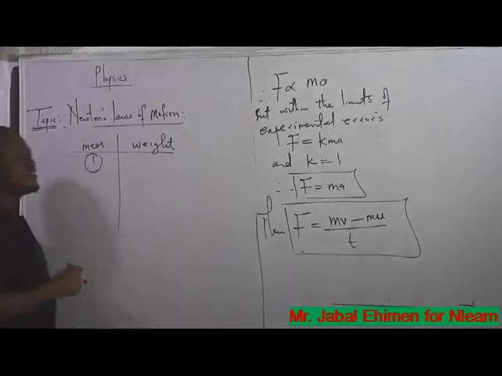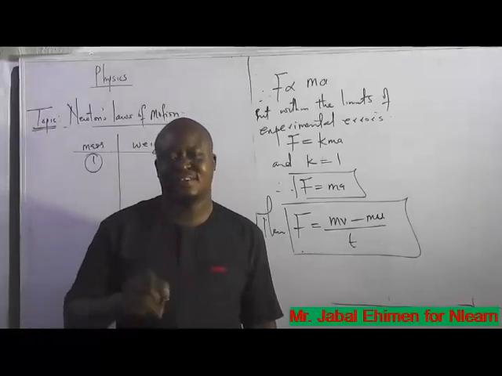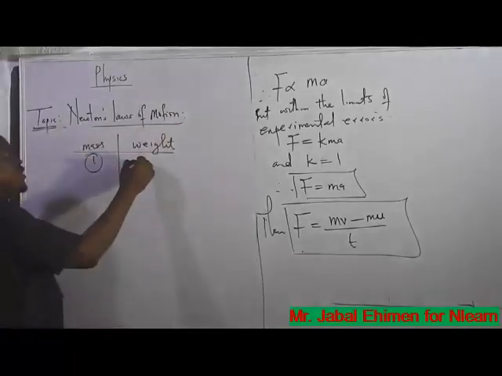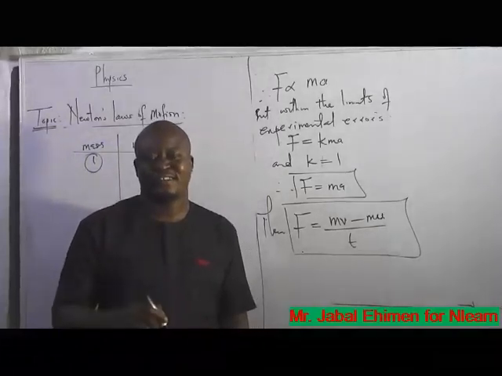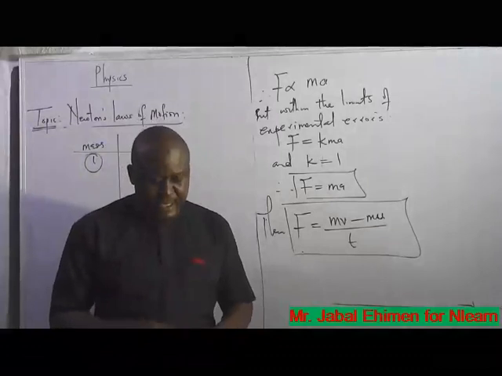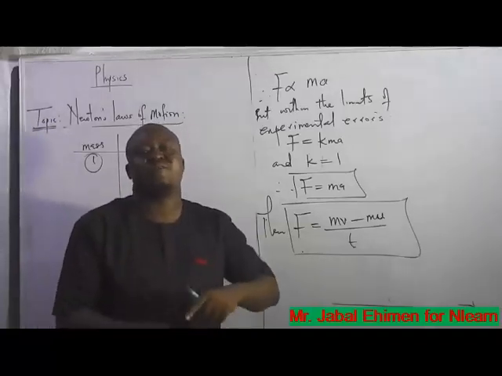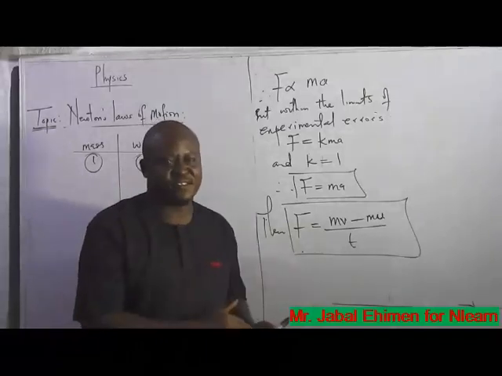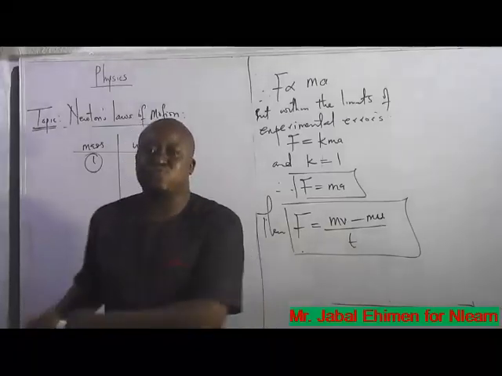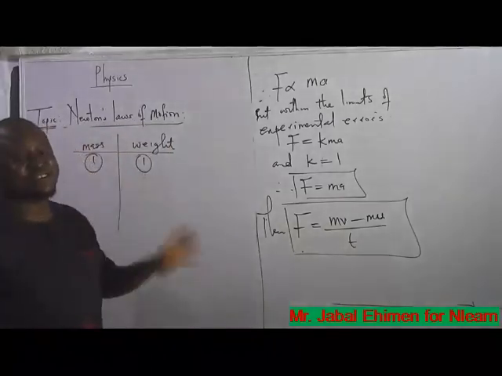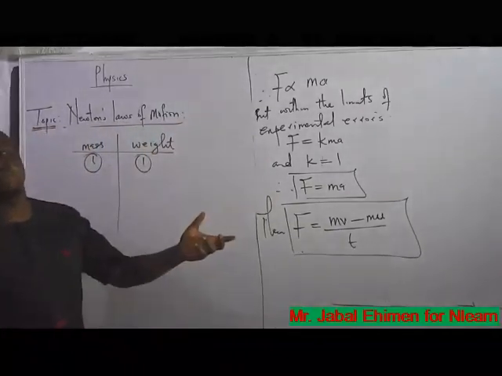So number 1 for mass. Mass is the quantity of matter contained in a body. 2 for weight. Weight is the earth pull on a body. A body that has mass, immediately gravity acts on that body. The body will now have what we call weight. So mass is different from weight. It is the mass that gravity has acted on that gives weight. So when gravity acts on a certain mass of a body, then the body now has what we call weight. So weight is the earth pull on the body.